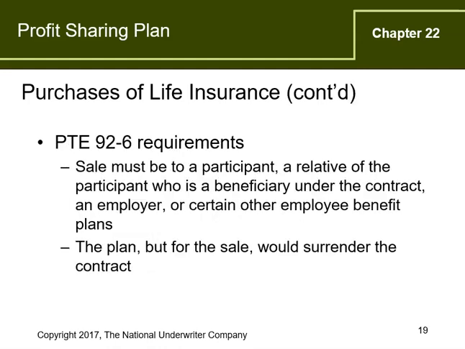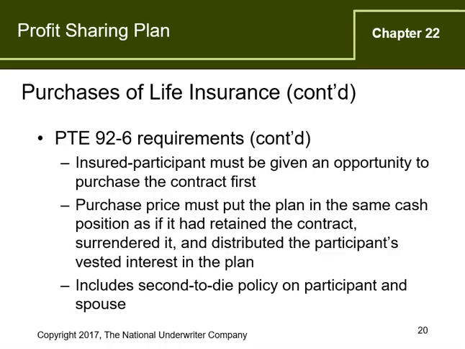PTE 92-6 requirements. The sale must be to a participant, a relative of the participant who is a beneficiary under the contract, an employer, or certain other employee benefit plans. The plan, but for the sale, would surrender the contract. Also, the insured participant must be given an opportunity to purchase the contract first. The purchase price must put the plan in the same cash position as if it had retained the contract, surrendered it, and distributed the participant's vested interest in the plan. This includes a second-to-die policy on the participant and spouse.